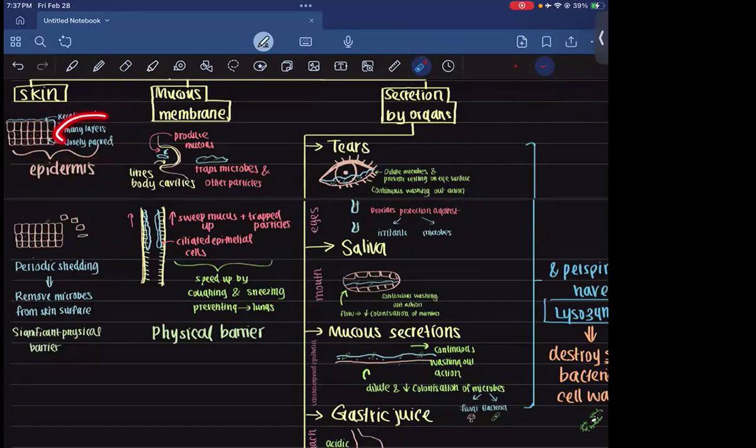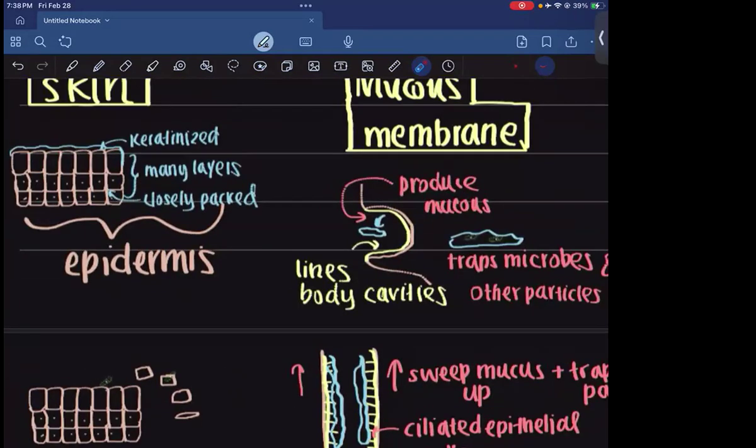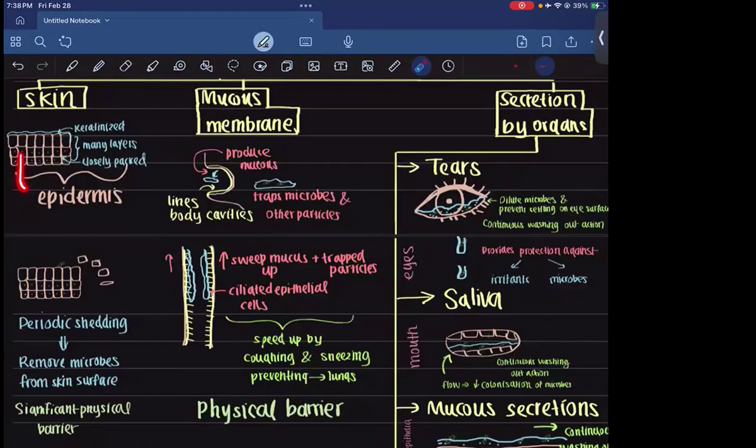It will be having several layers, closely packed or loosely packed? Closely packed, of course. You don't want microorganisms to happily enter, right? So they are going to be closely packed, and they are going to contain keratin on top of them. And they will be present in the epidermis.